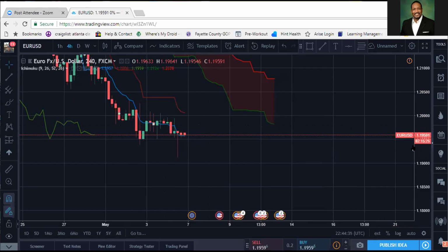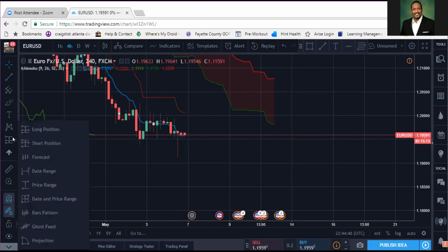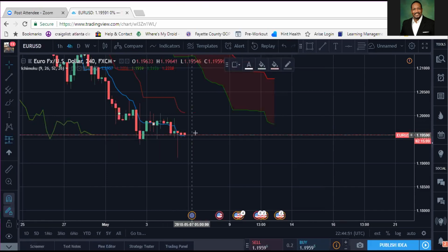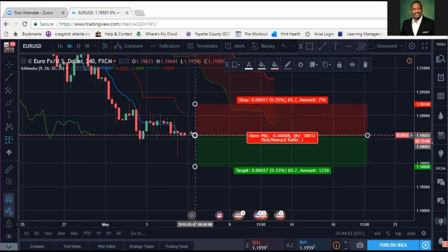If we look over to the side, Euro USD, 1.19591, and I say I want to try to figure out my risk to reward, I'll come over here to this tool, our long short position, and obviously this is a short. Of course, I'll come right to that pricing, and boom. Okay, yep. So now I can probably determine where I want to go with this. Here, I can use this top line of the Tenkan Sen right here as my stop loss.